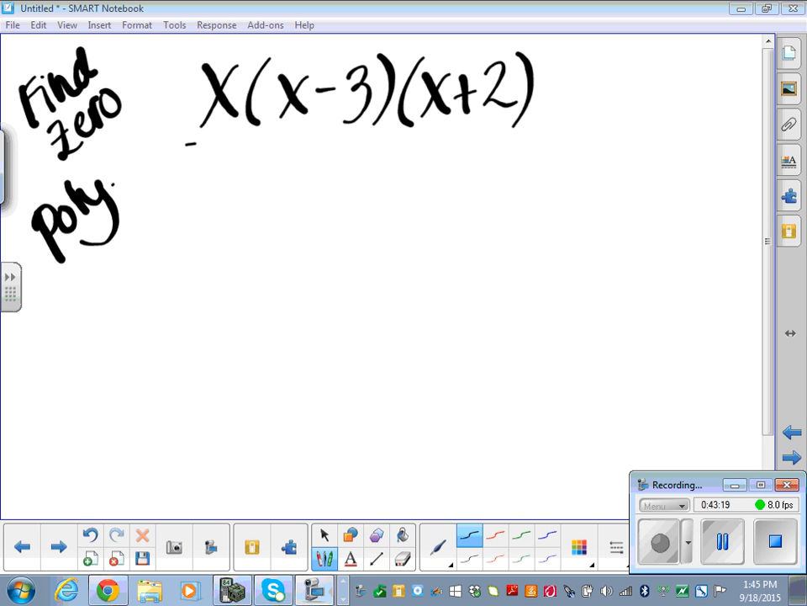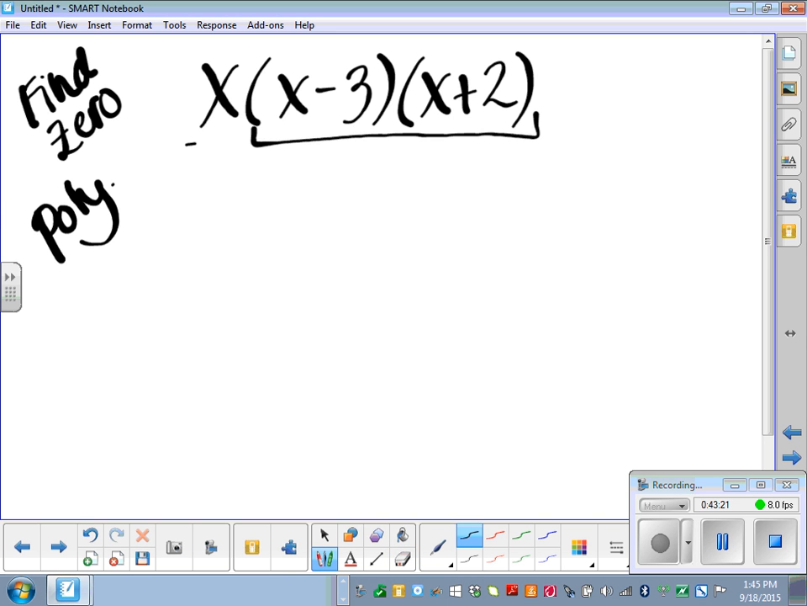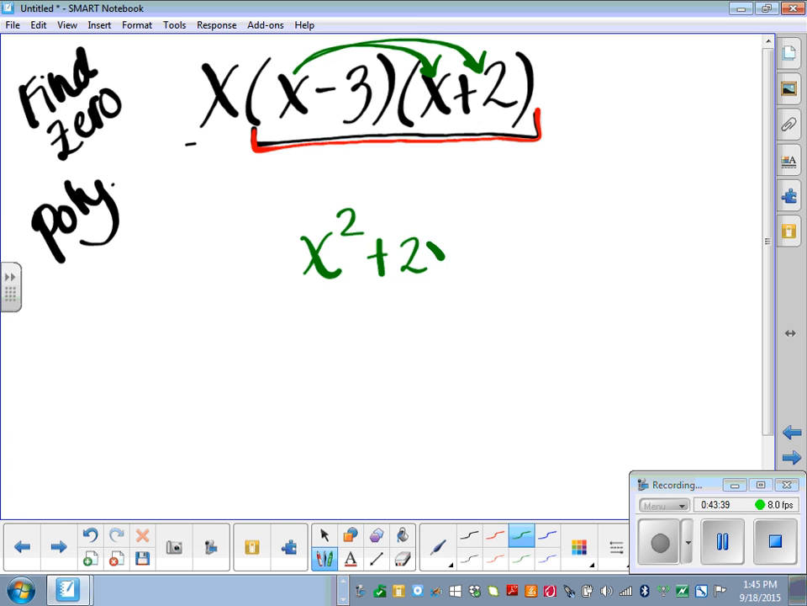Now, take my suggestion and multiply 2 together first before you start multiplying all of them together. It gets really confusing if you try to multiply all 3 at once. So let's just focus on this portion and multiply it out. So now we've got to double distribute. So we have x times x, which is x squared, and then x times 2, which is positive 2x. And we're double distributing here, so negative 3 times x is negative 3x. And then negative 3 times positive 2 is negative 6.